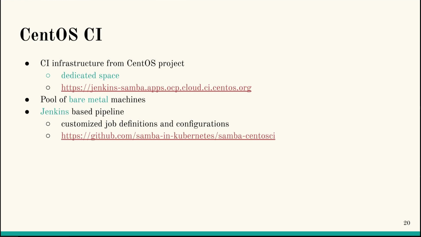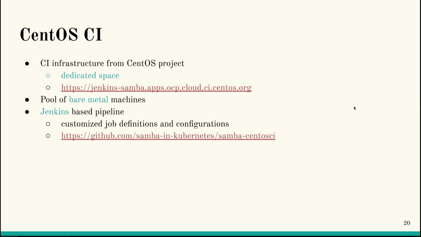So CentOS CI, this is the platform or the infrastructure that we use for the above mentioned projects. Everything explained till now is being run on an infrastructure provided by the CentOS project for open source community projects. We are glad to have a dedicated namespace for Samba.